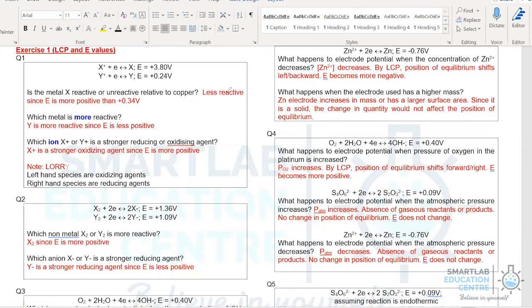We'll now take a look at how standard electrode potential values could be used, as well as the factors that affect them. Let's take a look at these two half equations, equation 1 and equation 2.